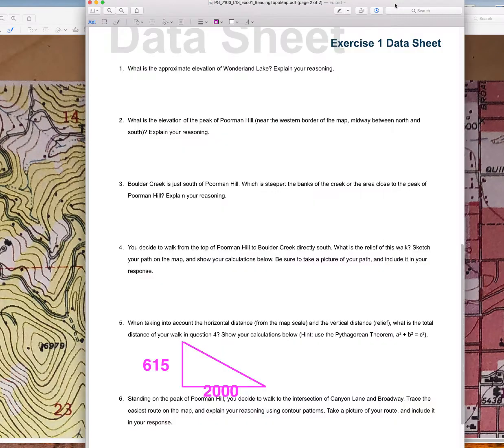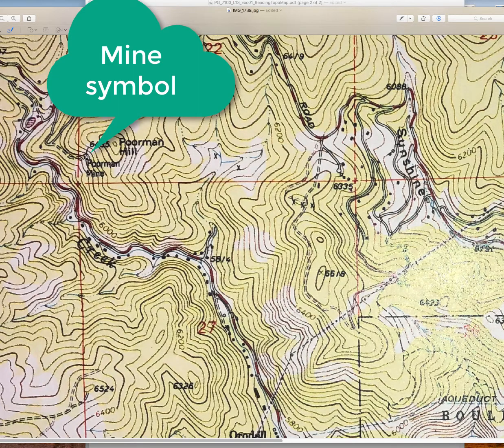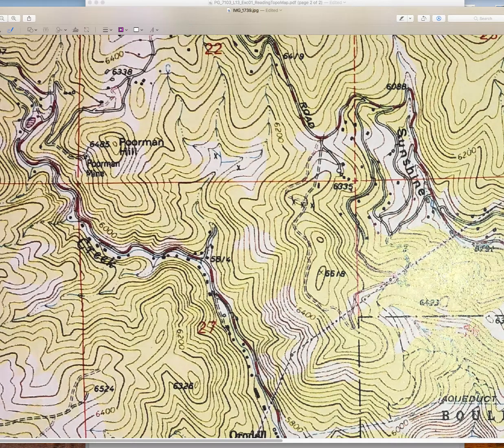The next question is the elevation of Poorman Hill, and what's our reasoning there? So here's Poorman Hill. And actually, its elevation is labeled at 6,485. Is that the elevation of Poorman Hill? Is that the elevation of this? Actually, that's a mine symbol right there, that little upside down Y, so that's the elevation of the mine.